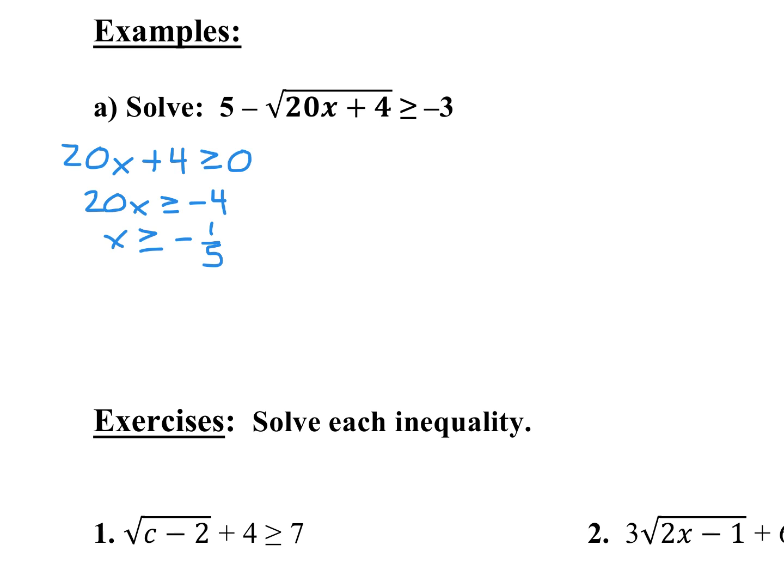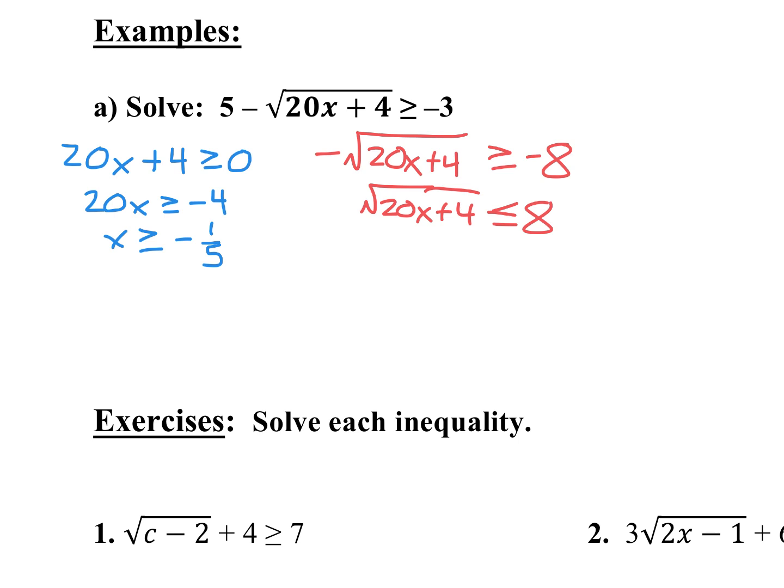So I'm going to try to isolate the radical. So first I subtract 5 on both sides. Right, now I can divide by -1. Doing that flips the inequality around. And now to get rid of the radical with an index of 2, I square both sides.